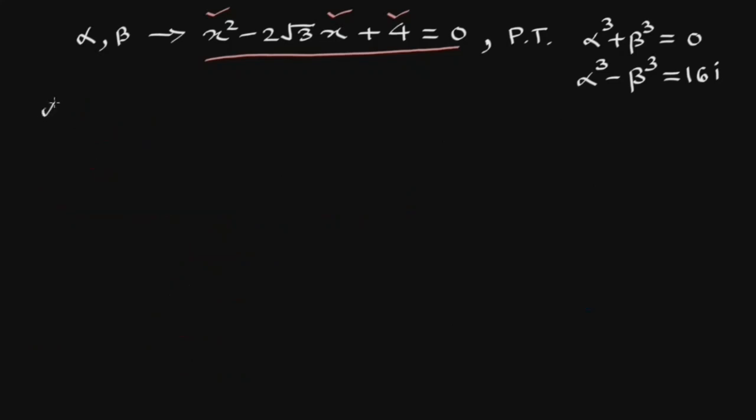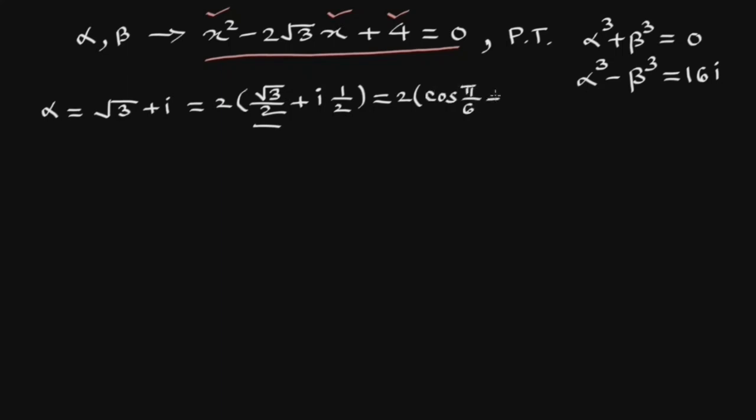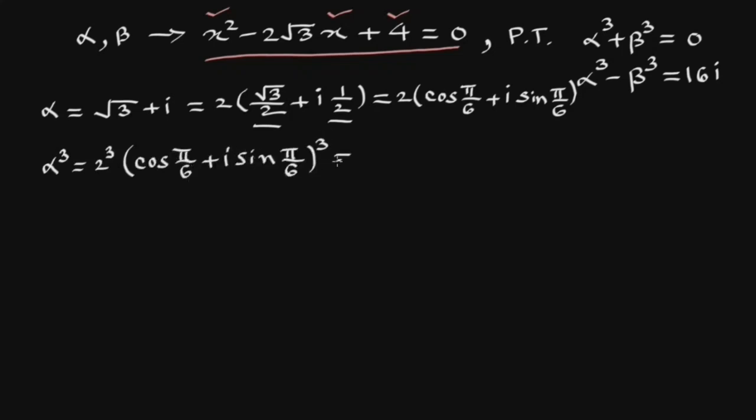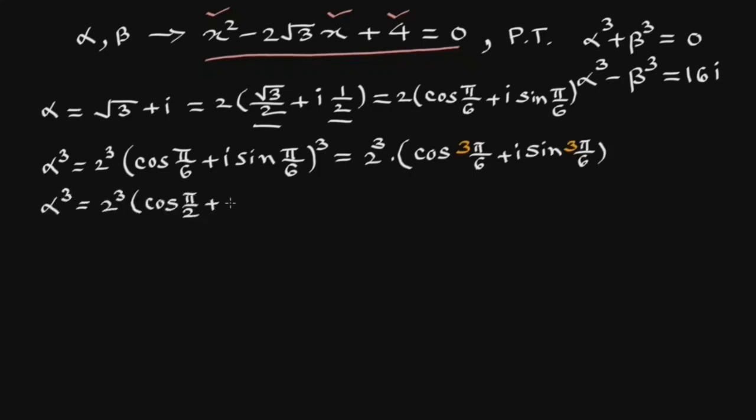We have α = √3 + i, which we can write as 2 times (√3/2 + i·1/2), which will be 2 times, for this √3/2 we write cos π/6, plus i times, for this 1/2 we write sin π/6. So α³ will be 2³ (cos π/6 + i sin π/6)³, which will be 2³ into, according to DeMoivre's theorem, cos(3π/6) + i sin(3π/6). So α³ will be 2³ (cos π/2 + i sin π/2).